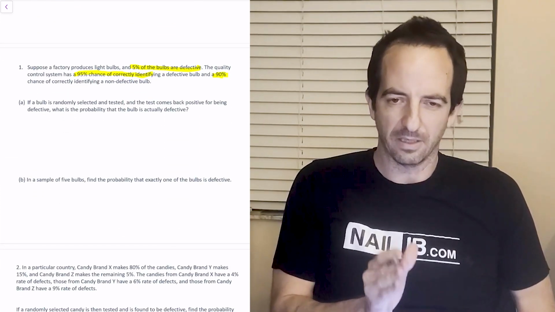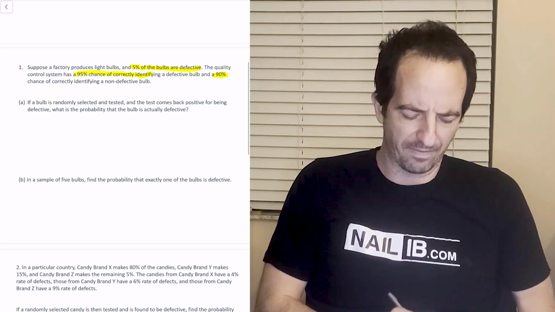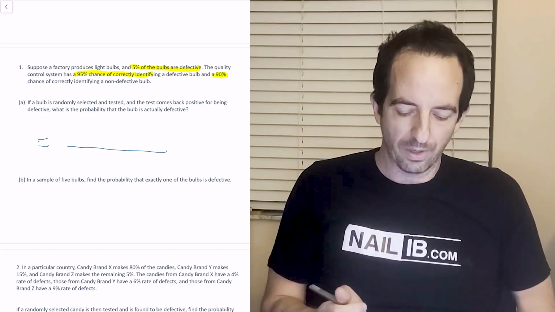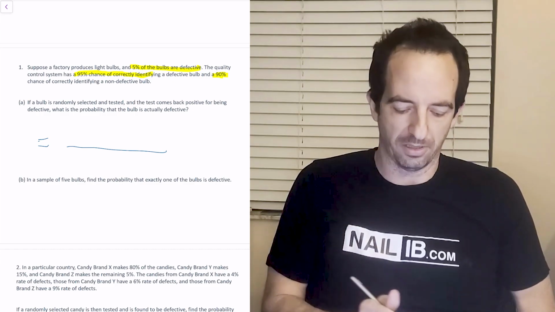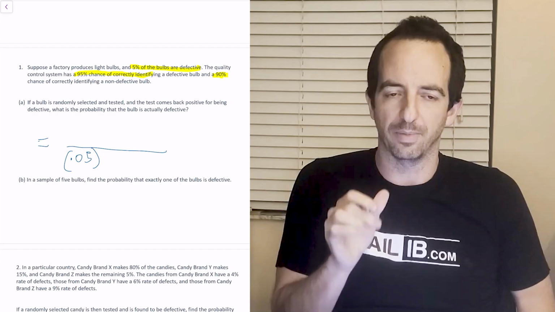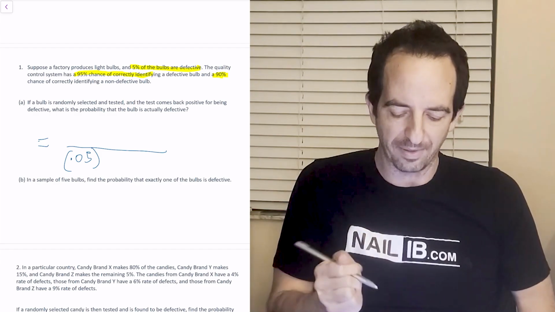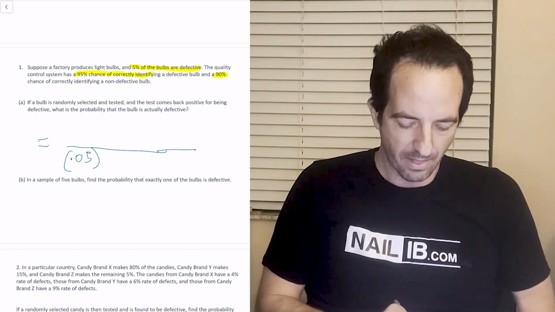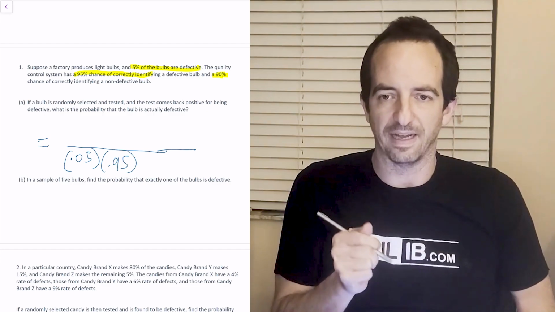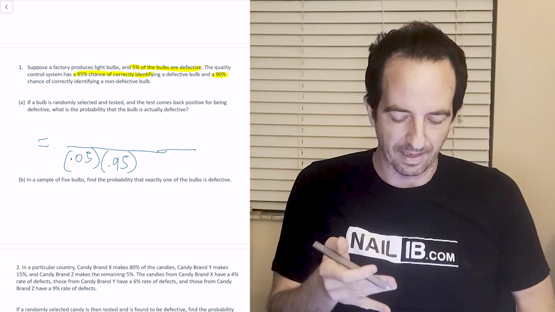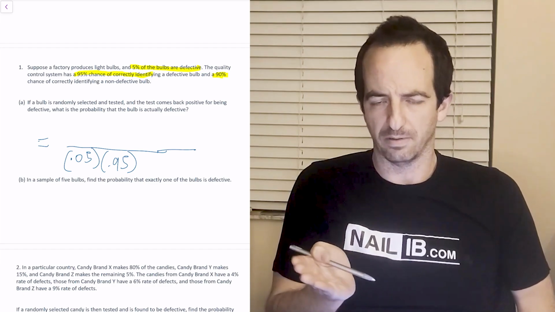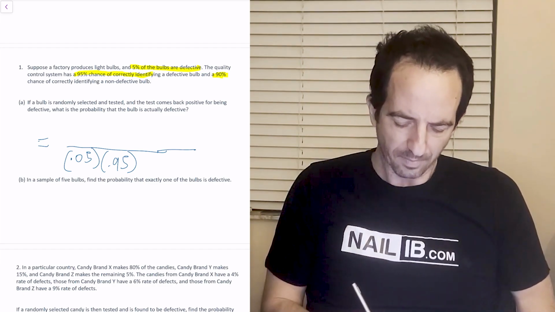I feel it's easier, rather than looking at the formula, to just think about it intuitively. So what are the possibilities? We have 5% of the bulbs that are defective. So 5% of the time when you choose a bulb, it will be defective. And of that 5%, 95% of those will be correctly identified as defective. And 5% of the time, it won't identify it.